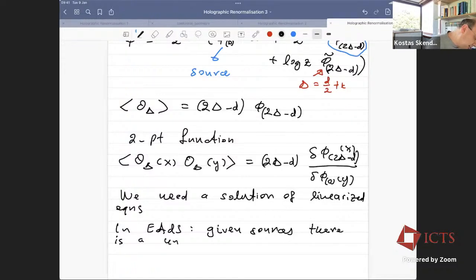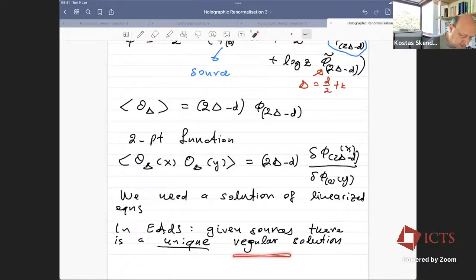There is a unique regular solution. So now if you solve the linearized equations, then you just extract the regular solution and then you put it here and then you obtain the correlator. Now in a longer version of this course, I would have given you now an explicit example where you actually see how you extract it and get the right form of correlator. But for today, we're gonna leave it here and then move to Lorentzian.